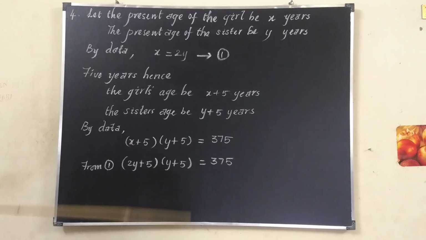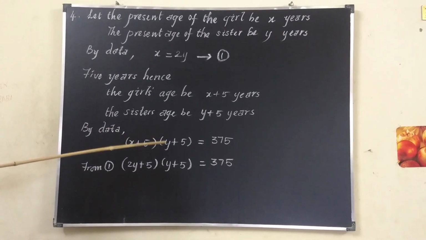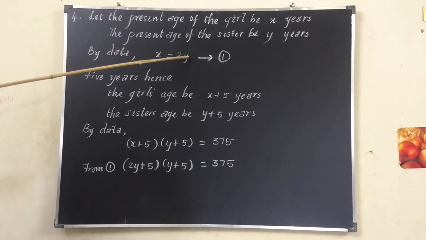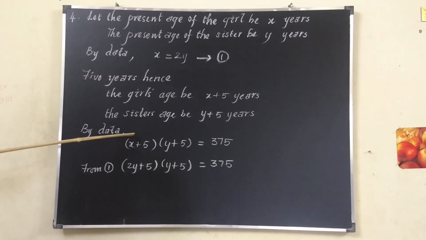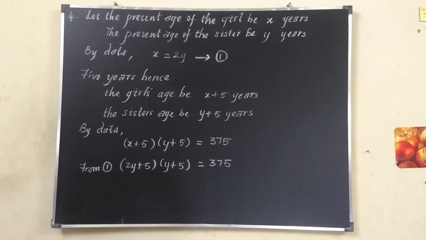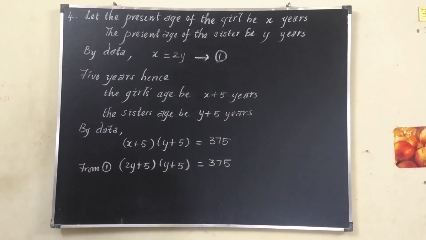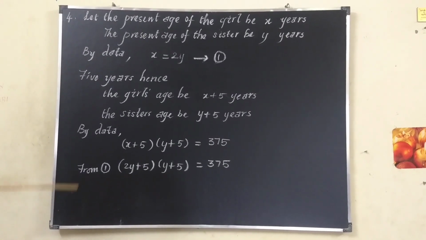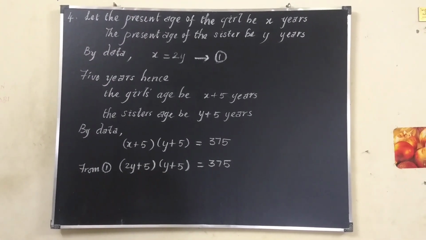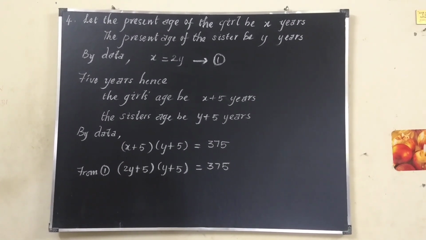Why am I multiplying them? It is given that the product is 375. Product means we have to multiply their ages. Here there are different variables, so you have to replace x from 1, x is equal to 2y. So from 1, I am replacing x as 2y: 2y plus 5 into y plus 5 is equal to 375. By multiplying these two, we have to frame a quadratic equation in the variable y, and solving that equation, you have to find y. After getting y, you can easily find x. Both answers, x and y, you have to find. Half of the sum I have done, the remaining you have to do as homework.